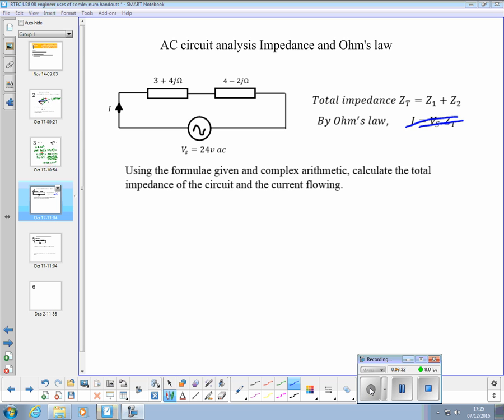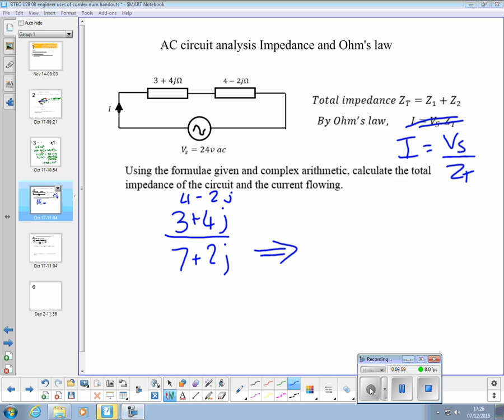Right, gents, sorry about that. That should read I is equal to Vs over Zt. So what we've got here is we need to add these two together, 3 plus 4j and 4 minus 2j. The answer to that is 7 plus 2j. Converting that to polar form, the answer is angle what?